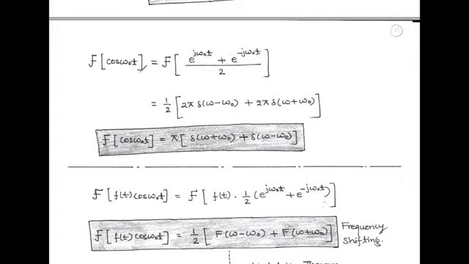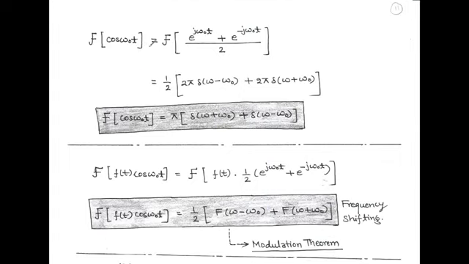Now with the help of this information, we can determine the Fourier transform of cos omega naught t. Here cos omega naught t can be written in terms of exponentials, and this is e to power j omega naught t plus e to power minus j omega naught t upon 2. Here 1 upon 2 is a constant, so we take it outside the bracket. The first term is the Fourier transform of e to power j omega naught t, and its value is 2 pi del omega minus omega naught. And the second term is the Fourier transform of e to power minus j omega naught t, and its value is 2 pi del omega plus omega naught.